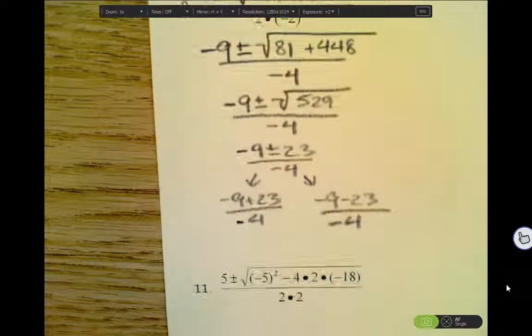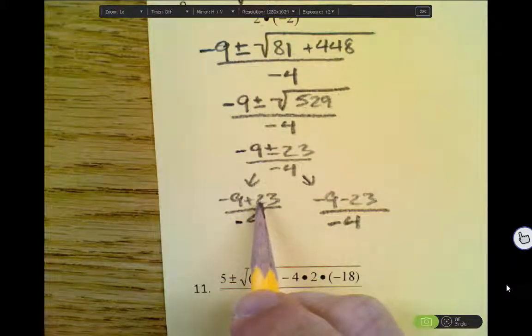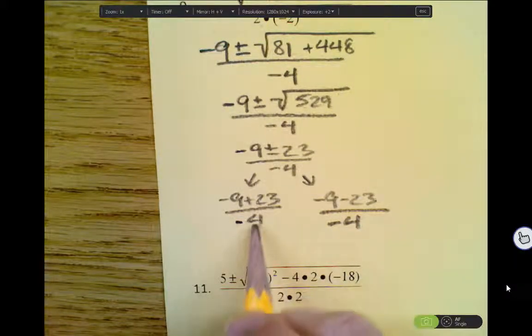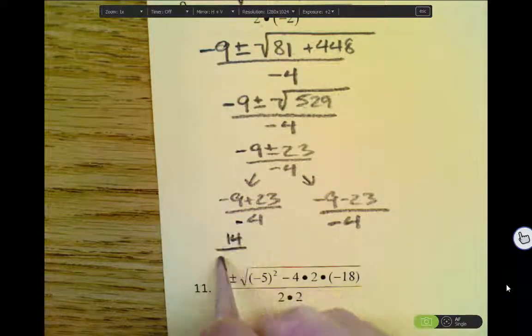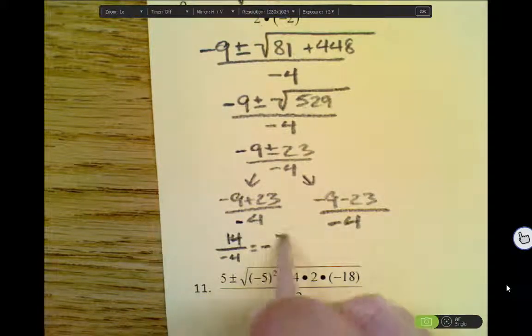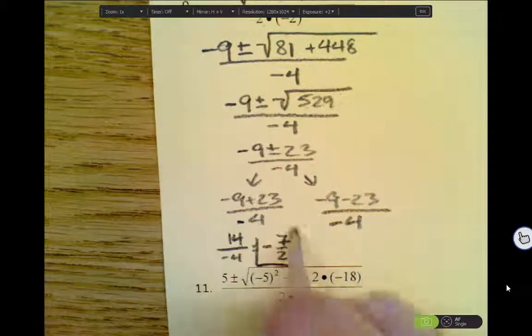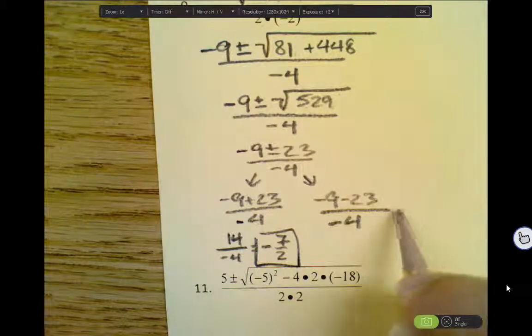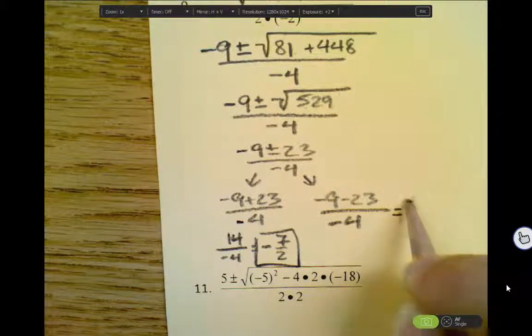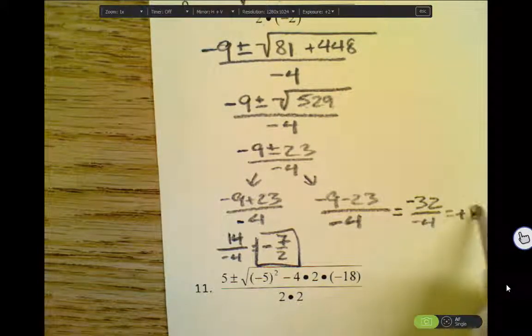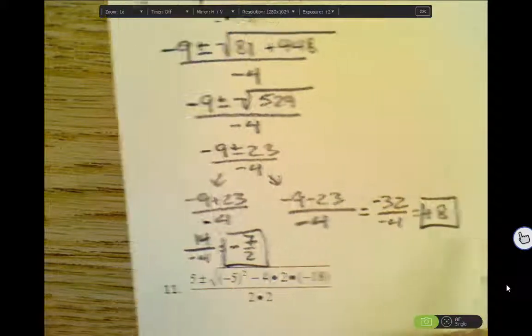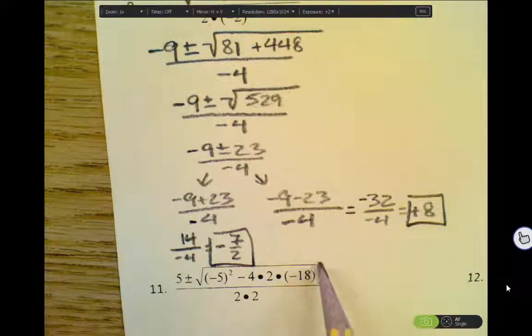Okay. What would we get from that? Here we would get 14 divided by -4. So 14 divided by -4 would simplify to -7/2. Here we would get -32 divided by -4, which equals +8. So my two solutions would be +8 and -7/2.